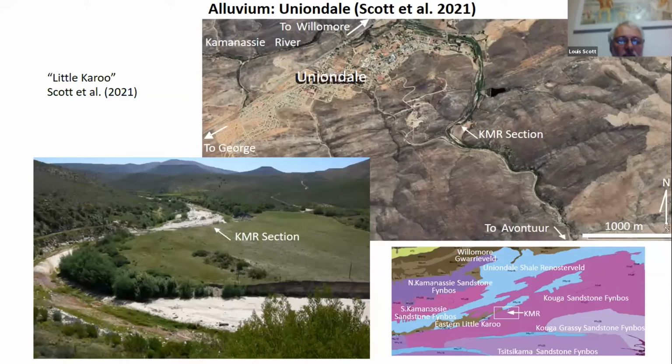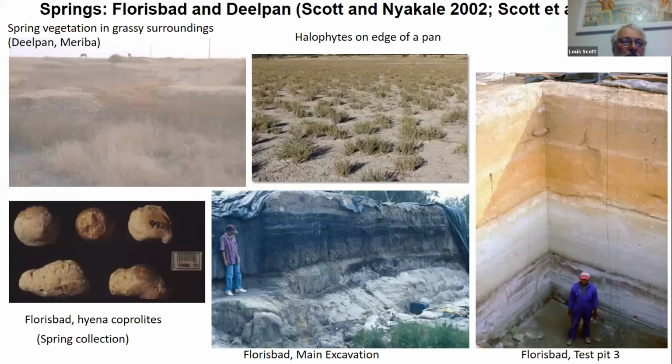Okay, so you have this massive spring mound. It's known for its hominid fossils and lots of fantastic fauna. But you can see here, for instance, the Holocene dark layers here.